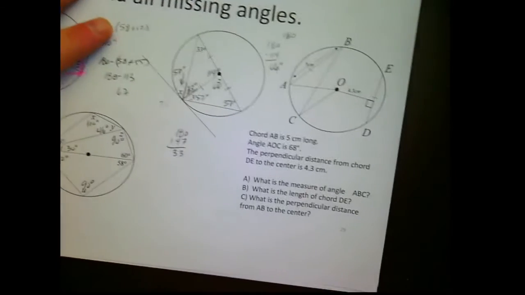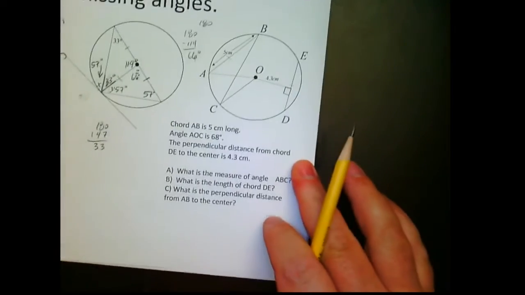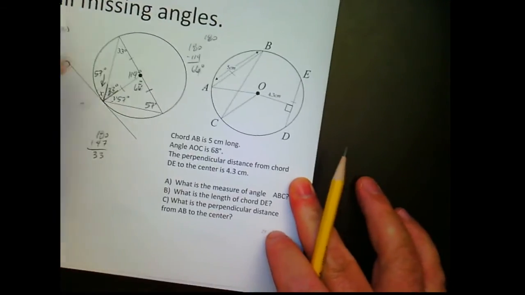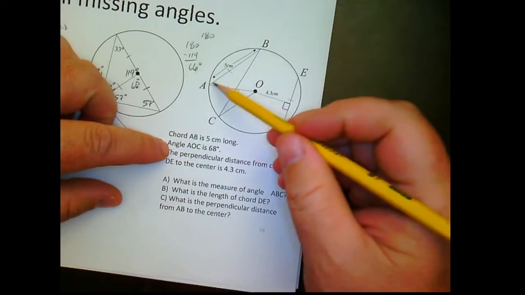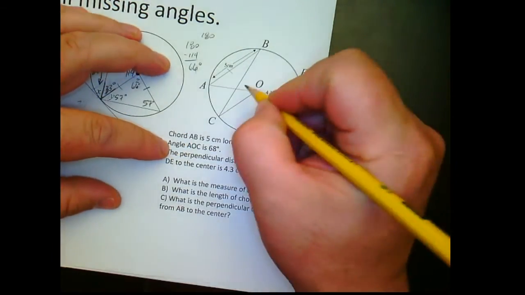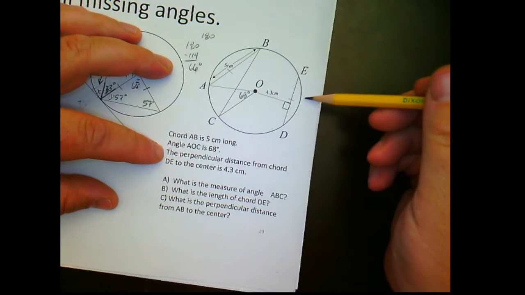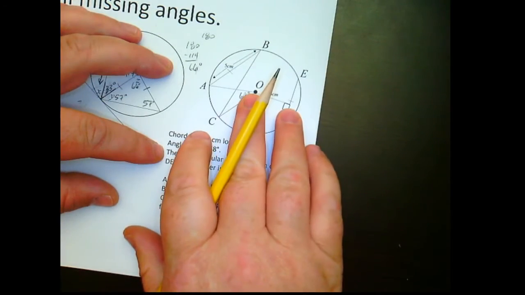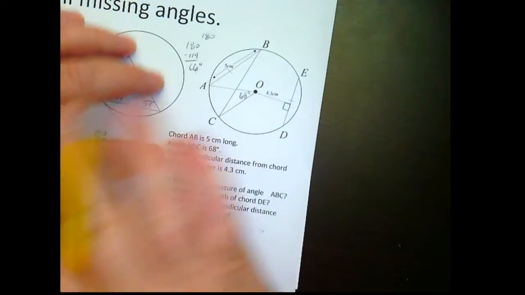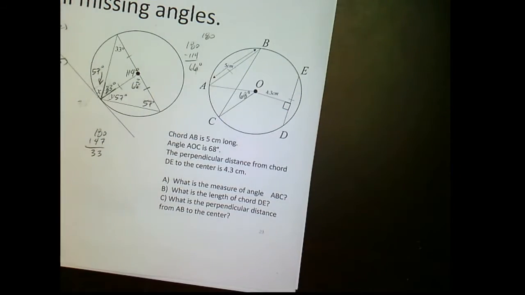Oh man, okay. Now the tricky one, right? Let's do the tricky one right here. So this tricky one is chord AB, it's 5 centimeters, AOC is 68. Perpendicular, got it. Okay. Let's see, why would it tell us that's perpendicular and it's 4.3? Because I know that chords that are equal distance from the center have the same perpendicular distance, but I don't see another chord that would be 4.3 unless, we'll see.